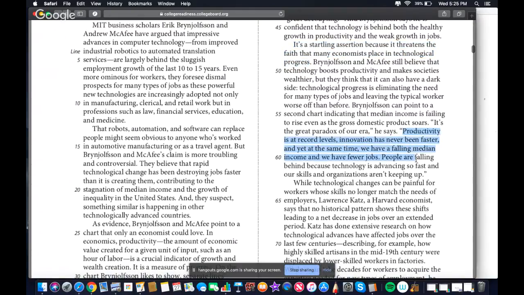Productivity is at record levels. Innovation has never been faster. And yet at the same time, we have a falling median income and we have fewer jobs. People are falling behind because technology is advancing so fast and our skills and organizations aren't keeping up. Okay, so the same idea, right?